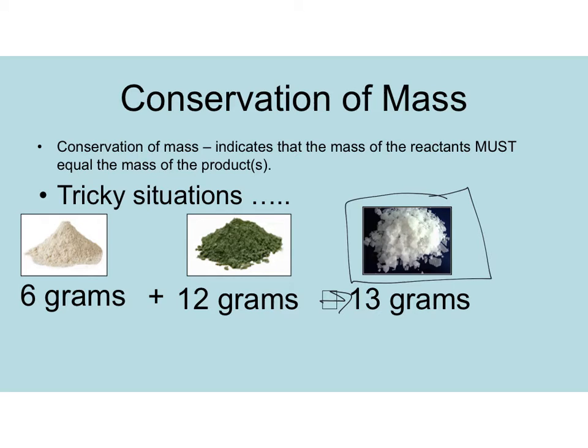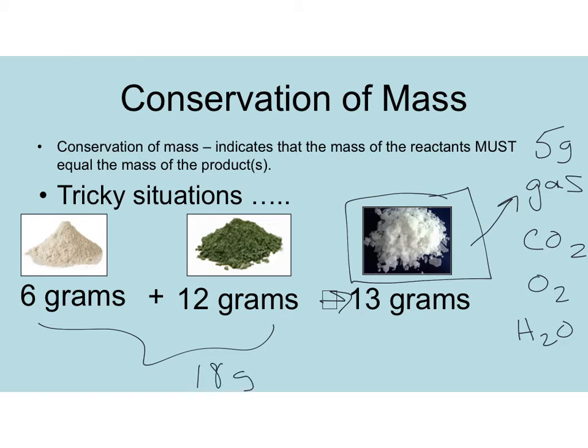But what happens sometimes is some of the mass will go off as a gas. So it could have released some CO2, or it could have released some oxygen, or it could have released, say, some water vapor. And if that goes off as a gas, it escaped. So there must have been, in this scenario, about 5 grams of gas that went off, because it has to add up. This must add up to 18 grams. And if I only have 13 grams of product here, that means that 5 grams of it must have escaped as a gas. Okay, so there's no way that you can eliminate mass.